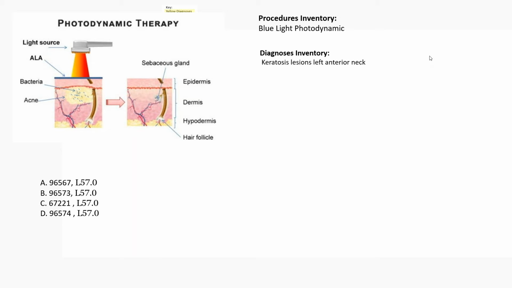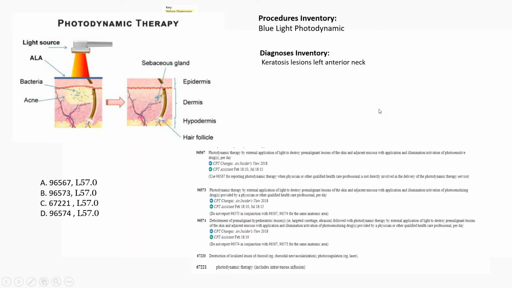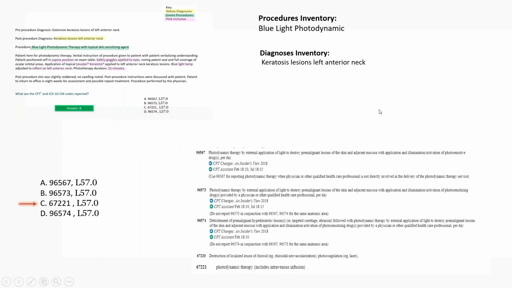It can also be used to treat something like cancers. So what the doctor does is apply this particular medicine over the skin, and then uses photodynamic therapy, light therapy, which will activate this medication, and that will help us to treat the skin conditions. Okay, and these are the code options which we are having. Let's have a look into option C.